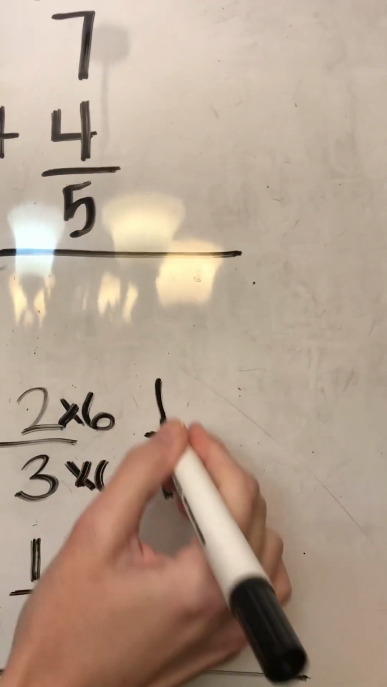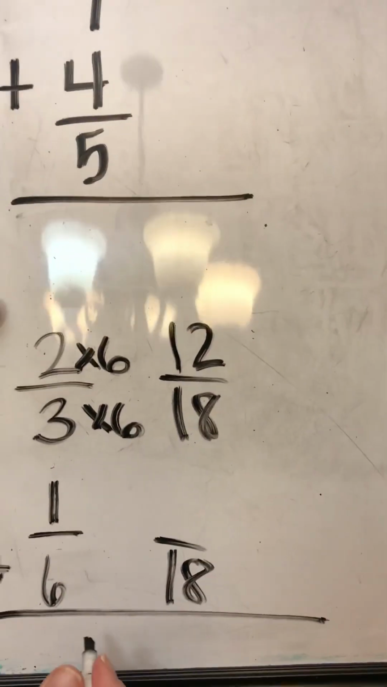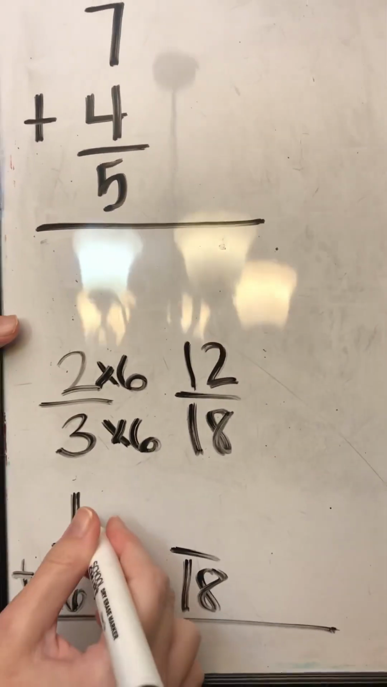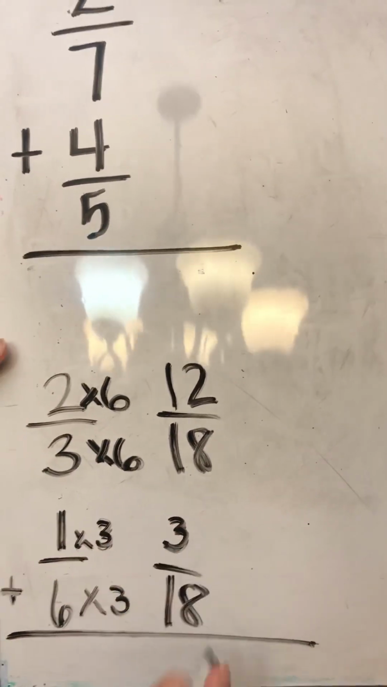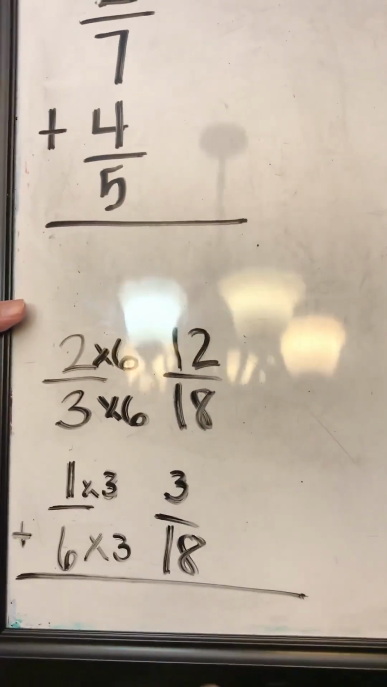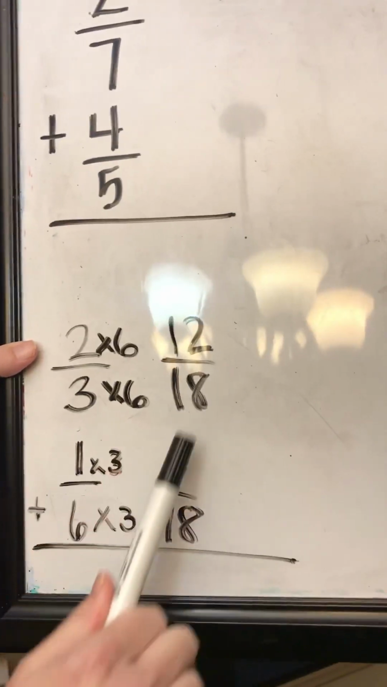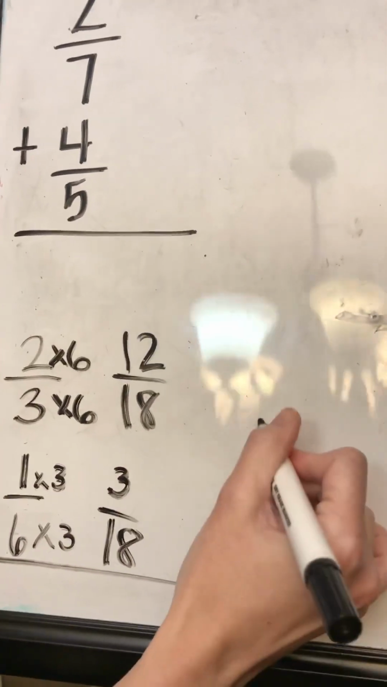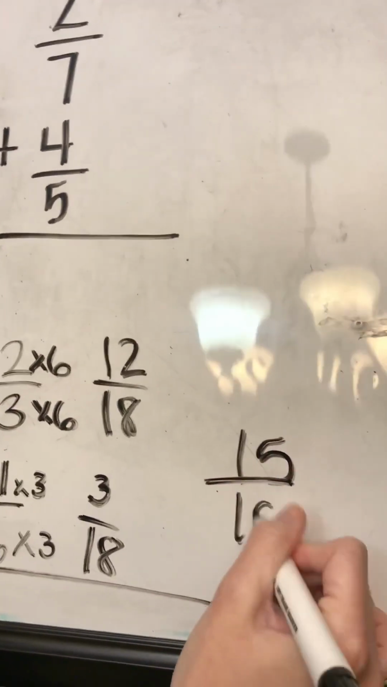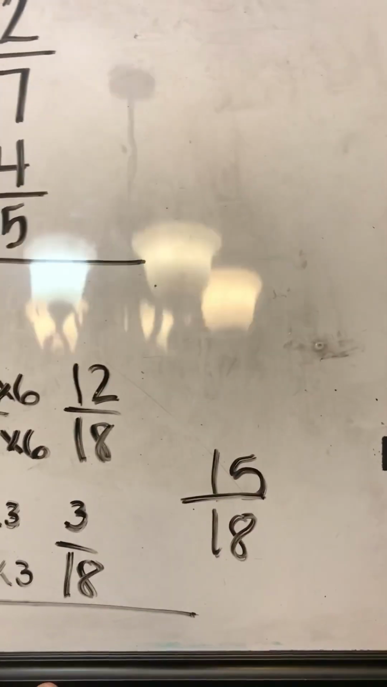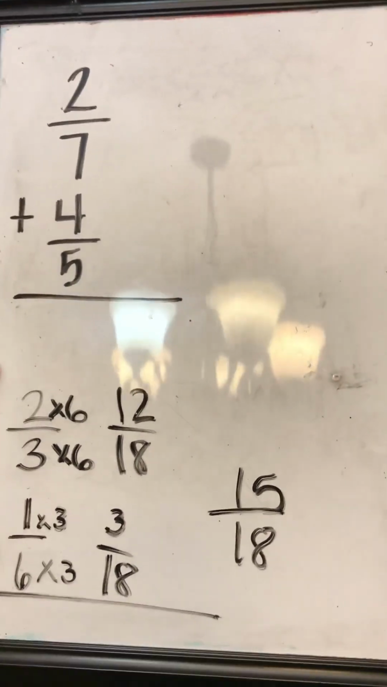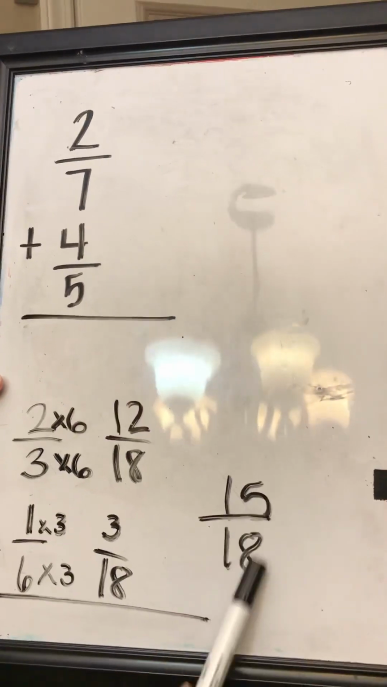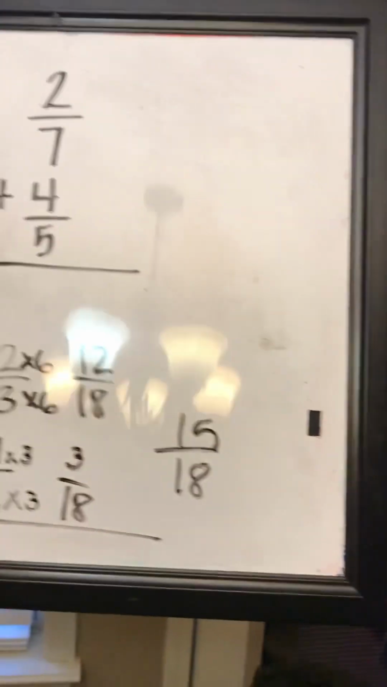So 2 times 6 is 12. And then here, 6 times 3 gives me 18. So I have to multiply the numerator by 3. So now I've got my equivalent fractions, and I'm able to add the numerator. So 12 plus 3 gives me 15, and my denominator stays the same. So 15/18. Now I could have used another common denominator, and I would have ended up with smaller numbers here.